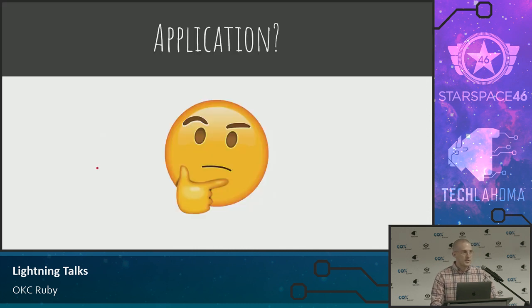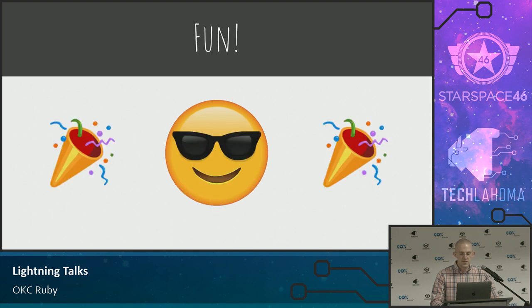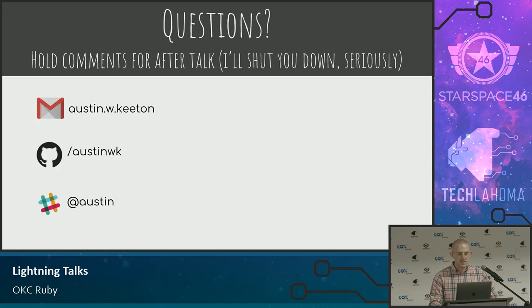So what's the exact application of this? I think some of them are pretty obvious, like the %W and the %I, which are nice for creating shorthand arrays of strings or symbols. But other than that, I just think they're a lot of fun. It's not something that I've seen a whole lot used anywhere, but I think in the cases where you can fit it in, it is pretty interesting.